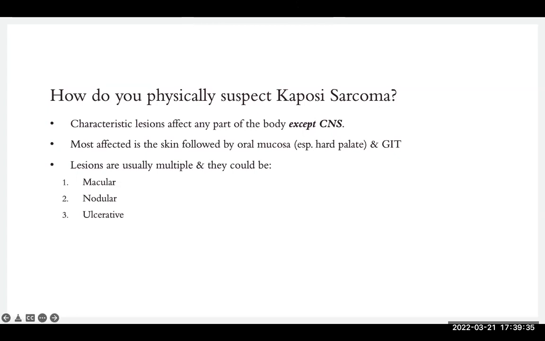Does someone want to tell me why? Why do they think we have lesions everywhere other than the CNS? Doris Kilonzo, why do you think we have lesions everywhere other than the CNS?